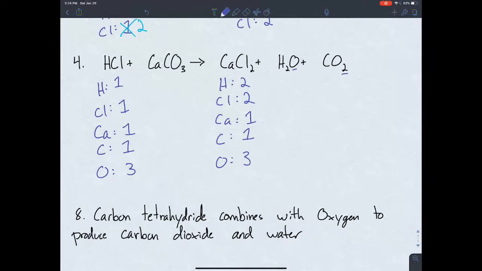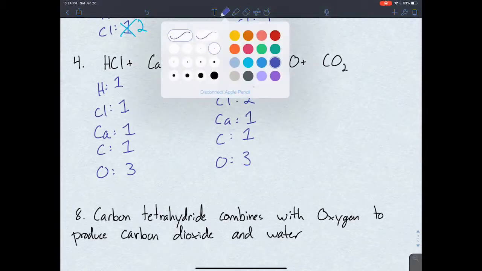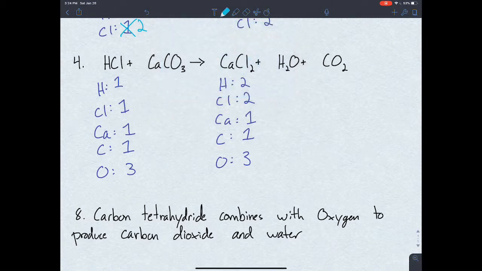Okay, so let's get to balancing. Start with hydrogen, because that's not balanced. I have 2 on my product side, I have 1 on my reactant side, so I'm going to change this to 2. So now I have 2. That also changes my chlorines to 2, which happened to balance out my chlorines as well. Great.